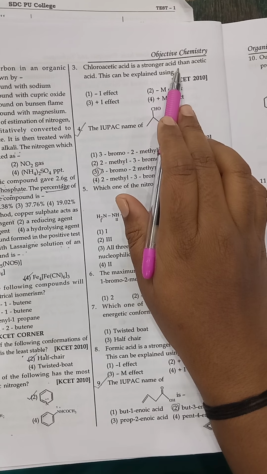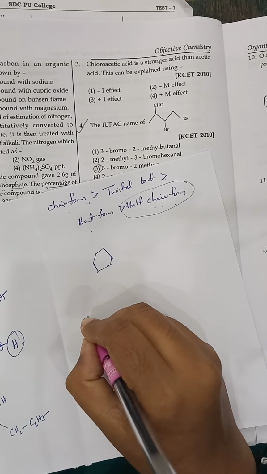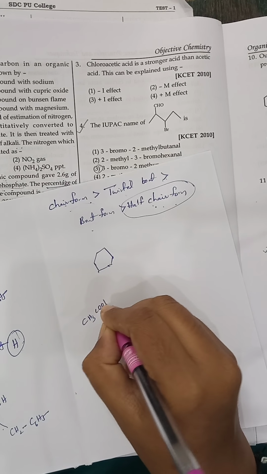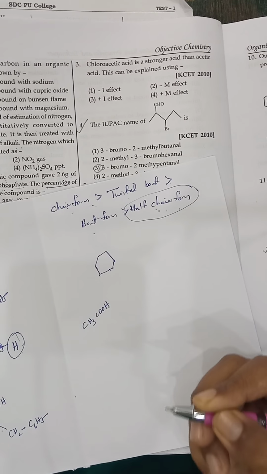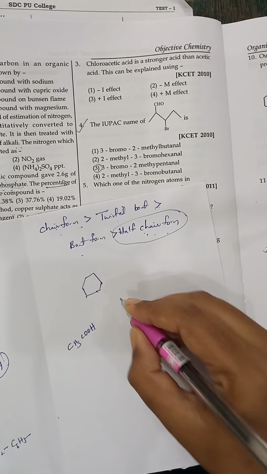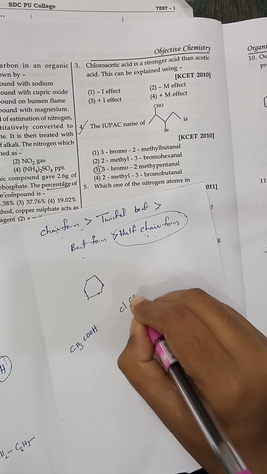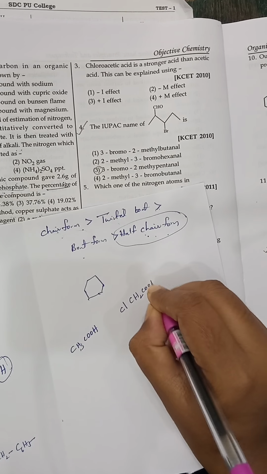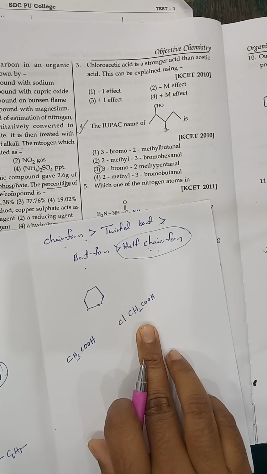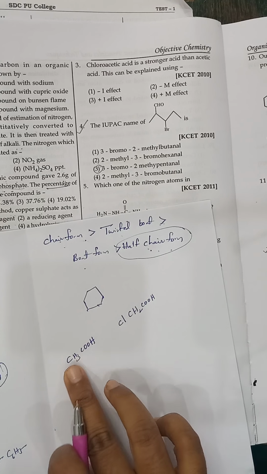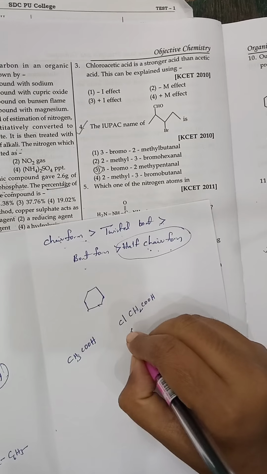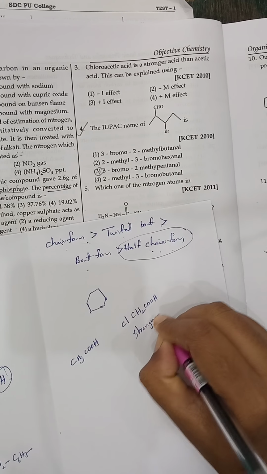Chloroacetic acid is a stronger acid than acetic acid. First write down what is acetic acid. CH3COOH. This is called acetic acid. Now chloroacetic acid: if one of the hydrogens from here is replaced by chlorine, that is called chloroacetic acid. ClCH2COOH. Now chloroacetic acid is a stronger acid than acetic acid. This is more strong. Why is it a stronger acid?